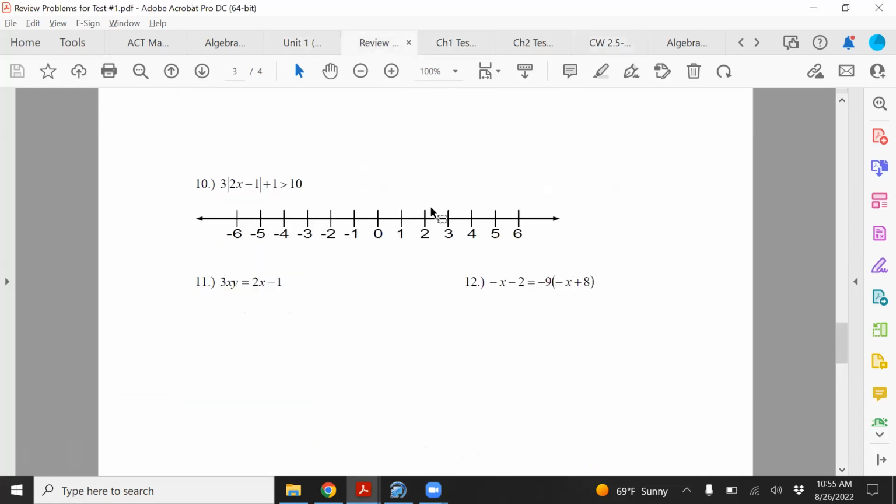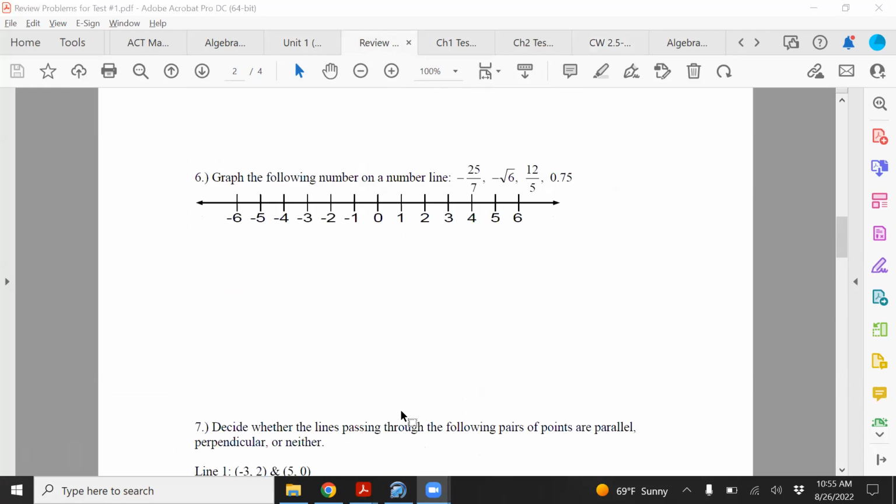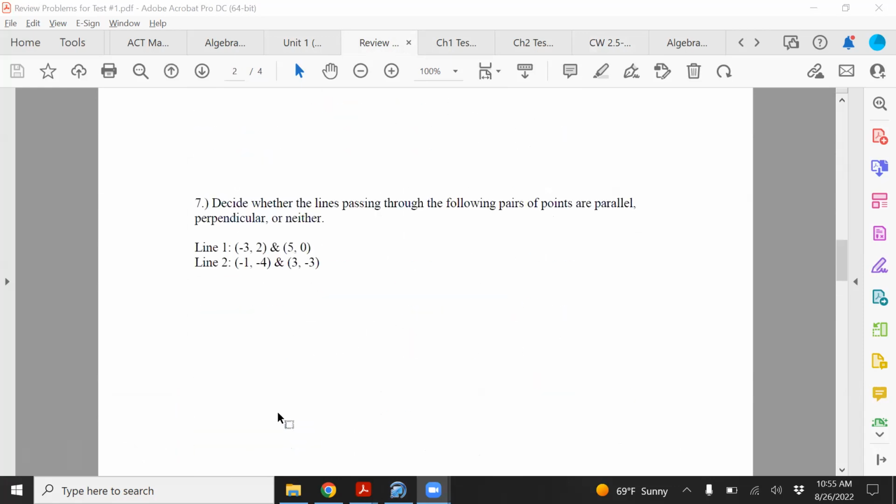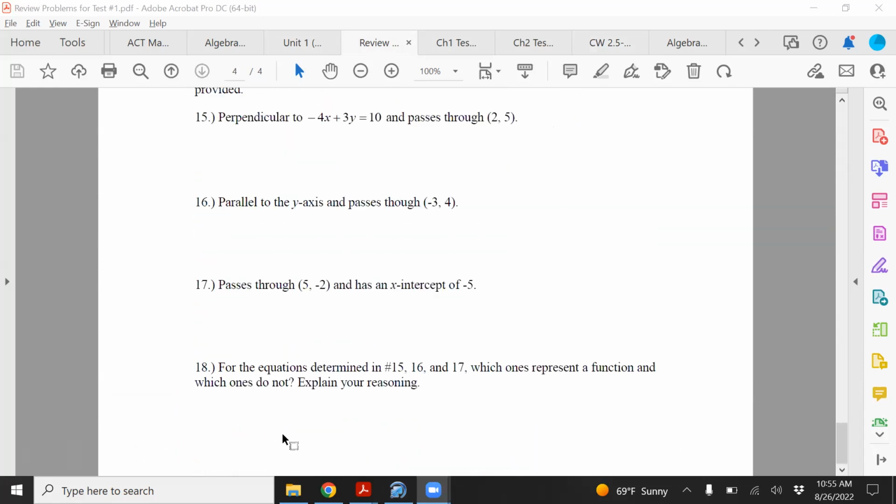All right, what I would do if I were you guys, if you want extra practice, work on the review problems. If you want more practice with graphing absolute value.